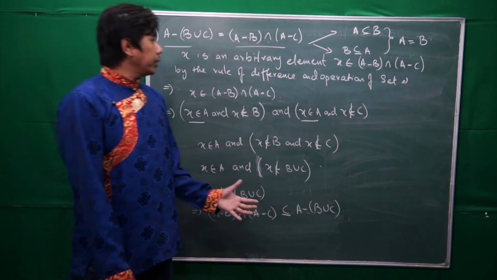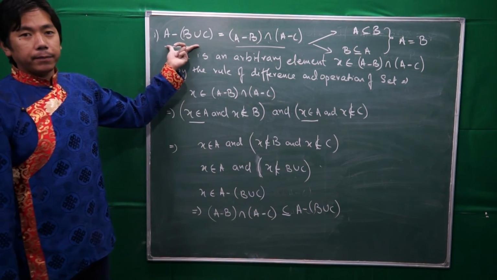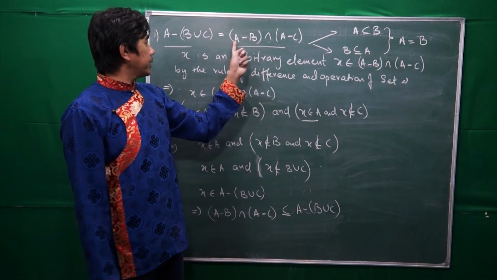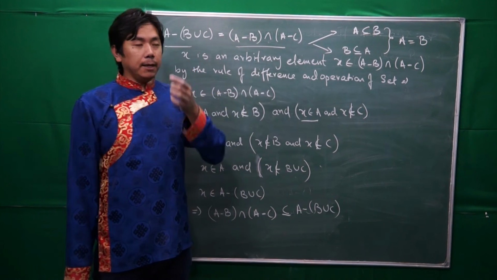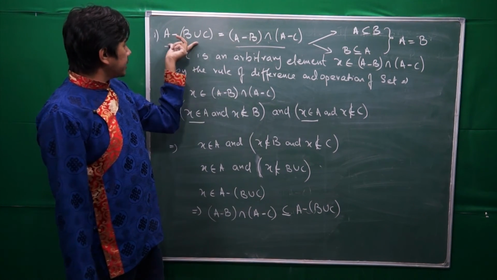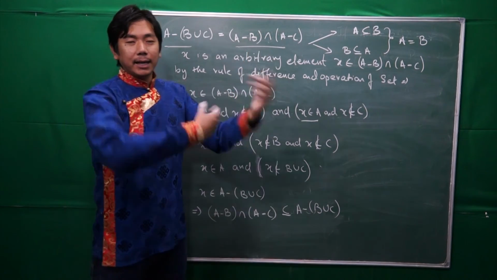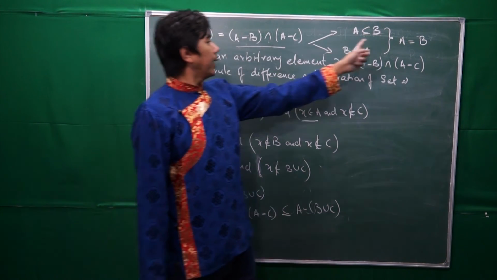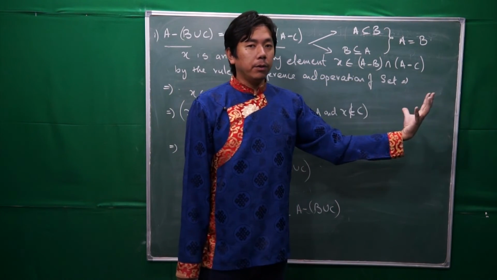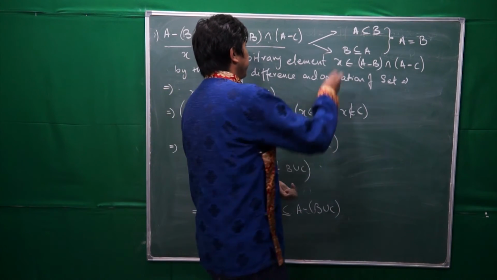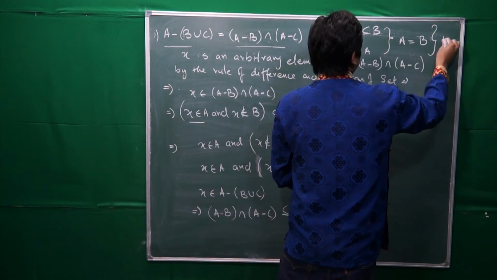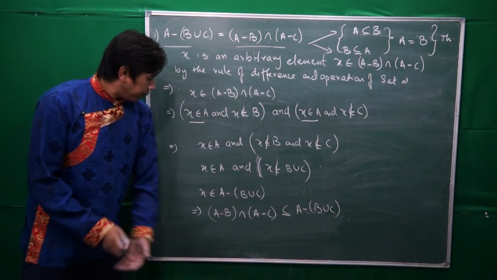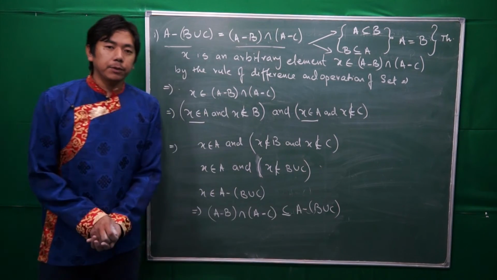Now, in this question, instead of set A, we have this whole set, A minus B union C. And instead of set B, I have this whole set, which is A minus B intersection A minus C. Now, if I am able to prove this is a subset of this, and later on again, this is a subset of this, that would imply that these two are equal. So this theorem is being used in this question. Simple. My first job was to prove that this is a subset of this, which has been done.